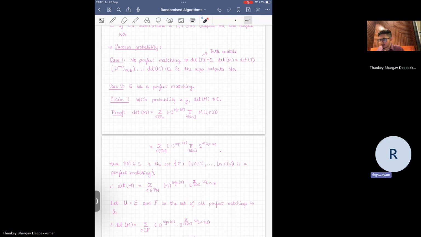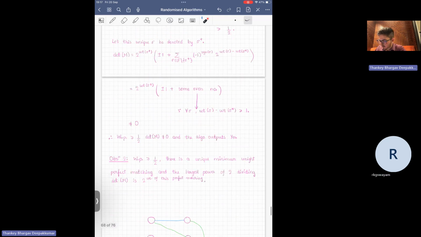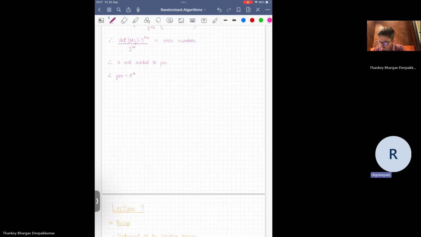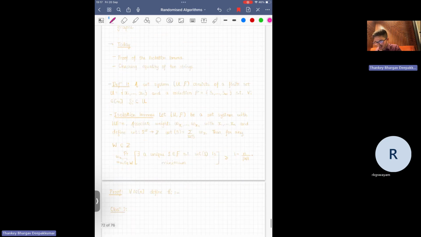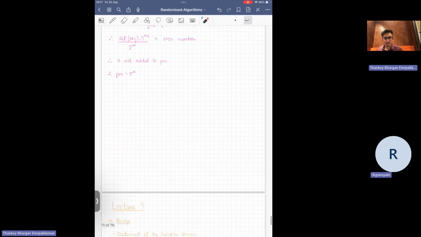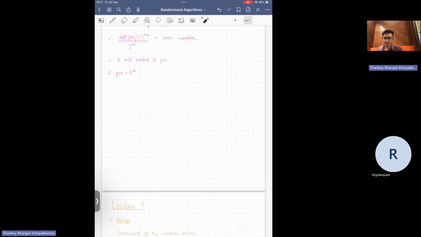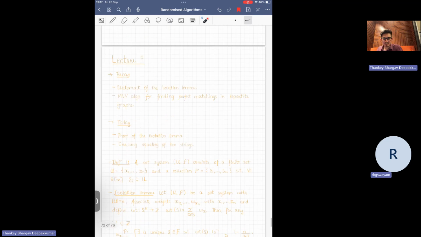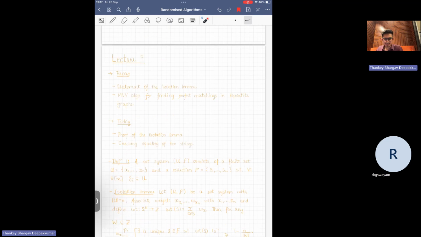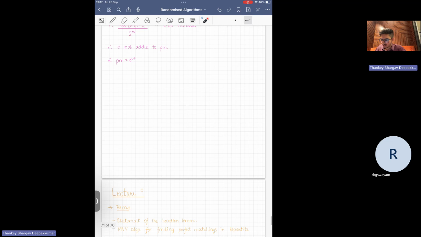Let me summarize this. Can you recall the statement of the isolation lemma once again? I'm going to prove it next. The statement is this: a set system U, F. Let me just summarize this, assuming that the isolation lemma gives me a unique minimum weight perfect matching, and then I'll move on to proving the isolation lemma. Then I can recall this.